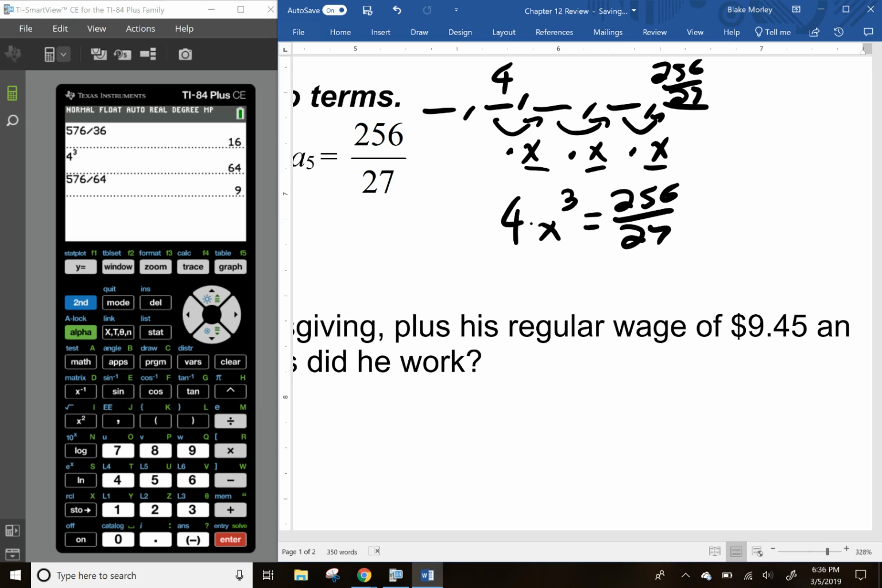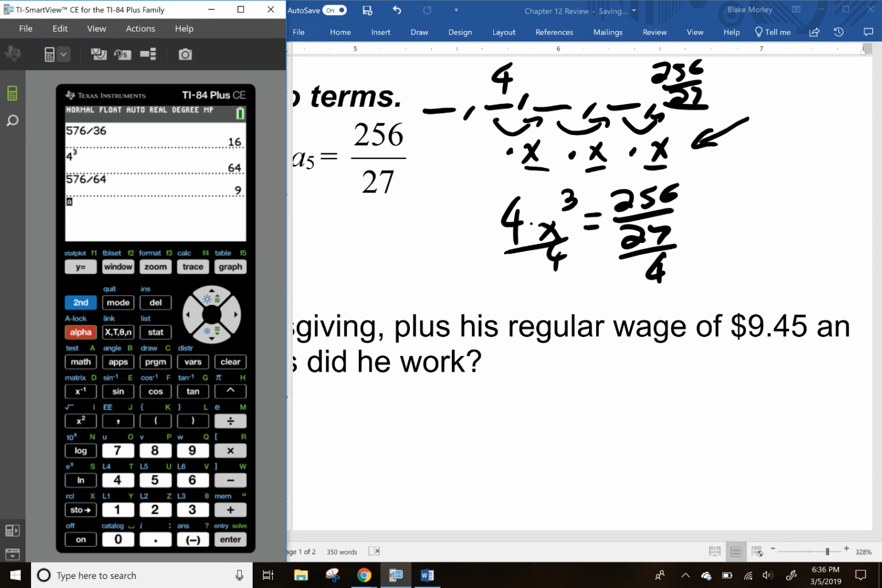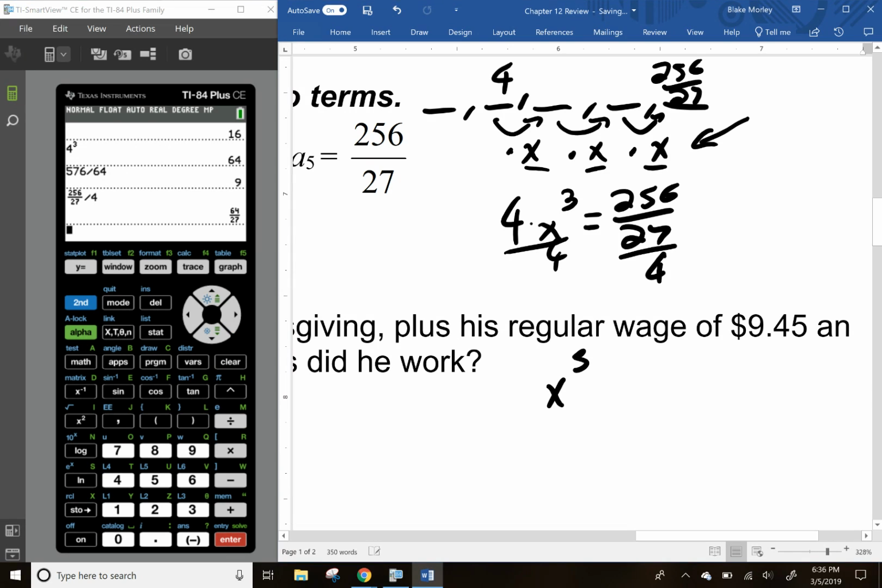I'm setting this up so I can figure out what the x is, so that I know what I have to be multiplying by each successive time. When I solve this, I'll divide both sides by 4. If I'm going to type this in the calculator, I hit alpha y equals so I can use a fraction. I'll have 256 over 27, and then divide it by 4. So x to the third equals 64 over 27.